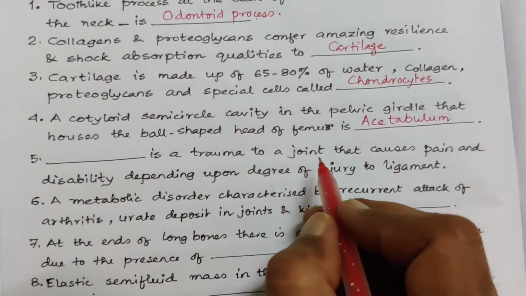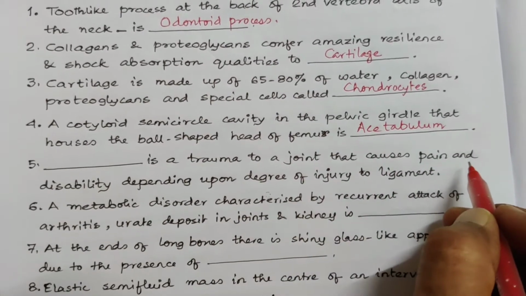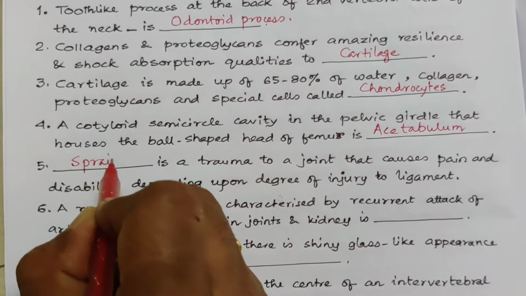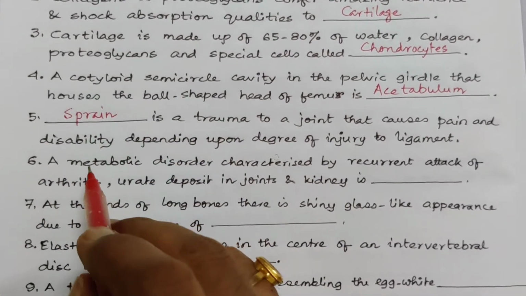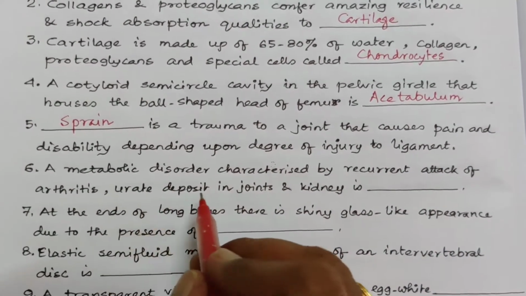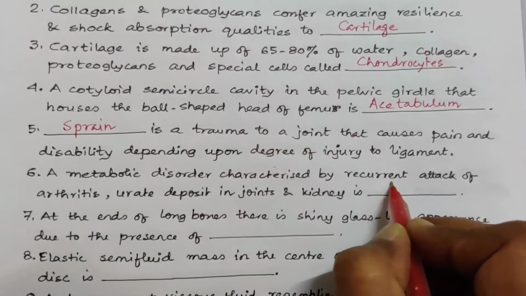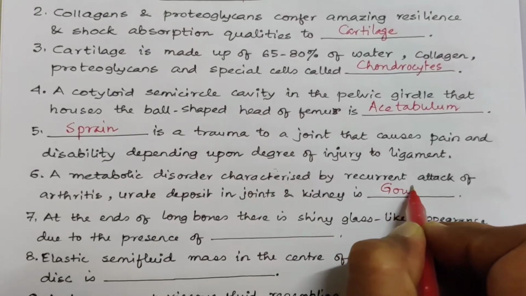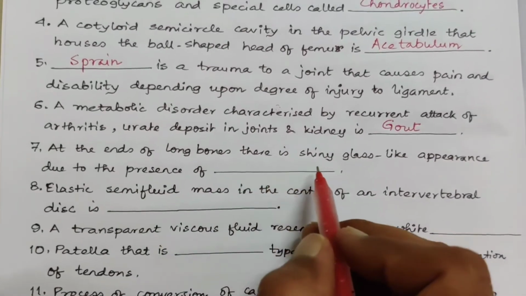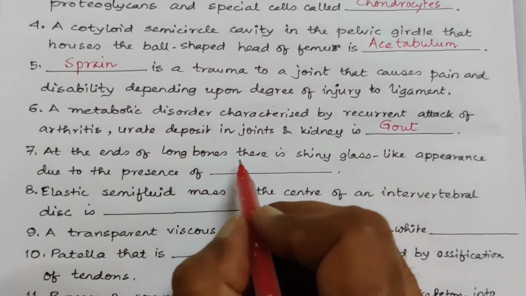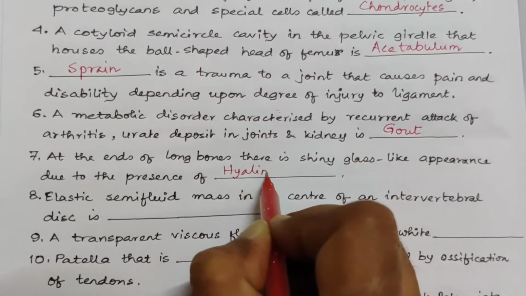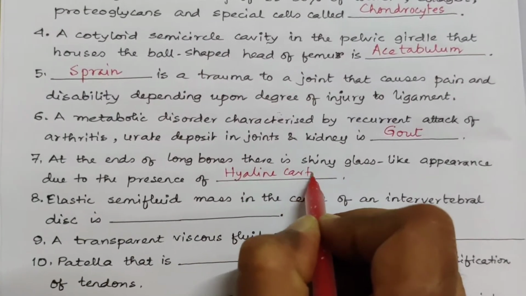Dash is a trauma to a joint that causes pain and disability. This is sprain. A metabolic disorder characterized by recurrent attack of arthritis, urate deposit in joints and kidney is gout. Gout is a metabolic disorder. It is a type of arthritis. At the end of long bones there is a shiny glass-like appearance due to presence of hyaline cartilage. Hyaline cartilage.